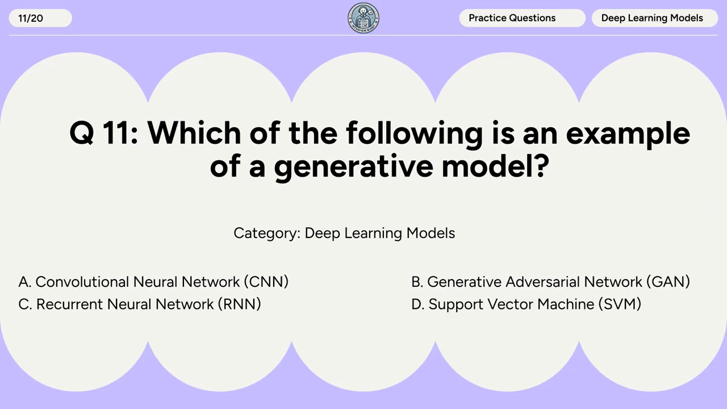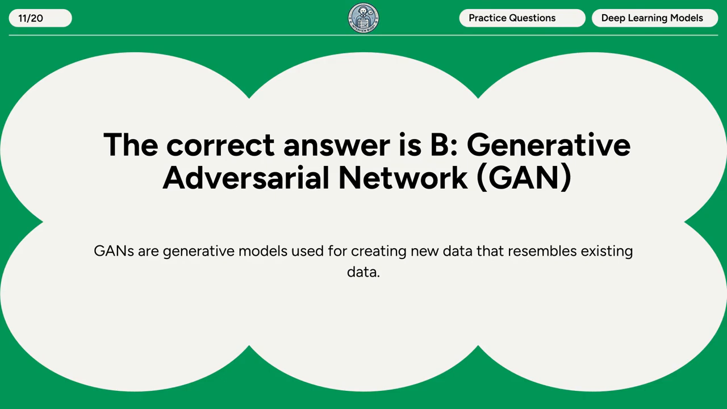Question 11. Which of the following is an example of a generative model? A. Convolutional neural network. B. Generative adversarial network. C. Recurrent neural network. D. Support vector machine. The correct answer is B. Generative adversarial network. GANs are generative models used for creating new data that resembles existing data.